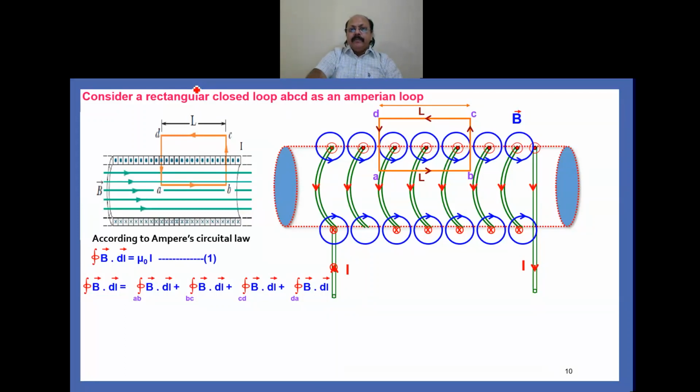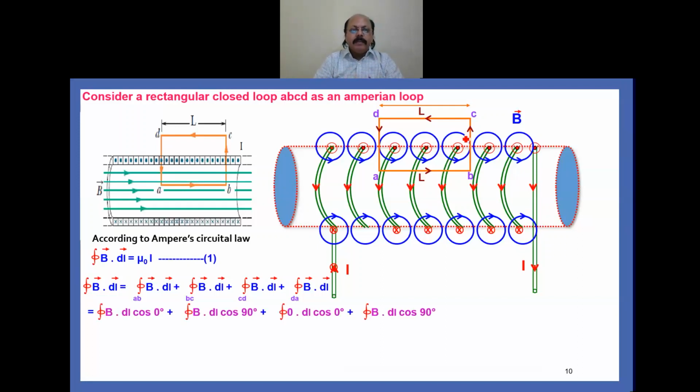Now, as I already explained, the magnetic field and length for AB are both in the same direction, so the angle between them is 0. But in the case of BC, it is 90 degrees. In the case of CD, 0, but here the magnetic field is 0 because these points are outside the solenoid. Now DA, again the angle is 90 degrees. So apply this concept here.